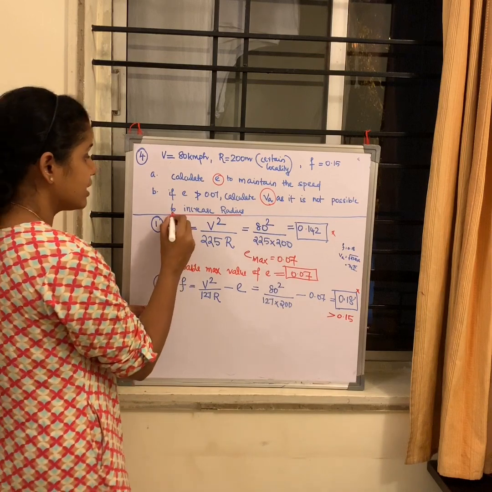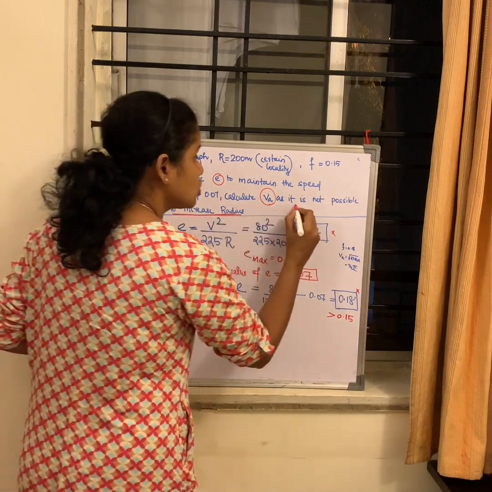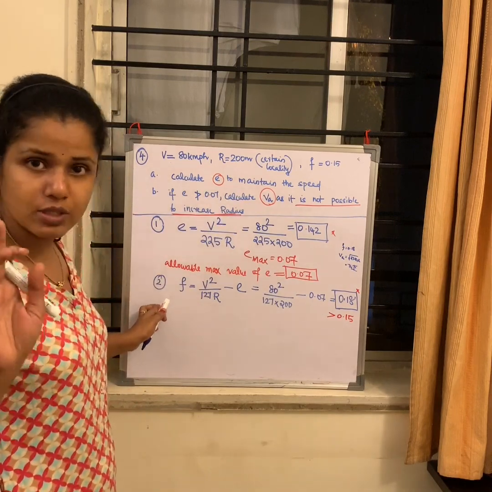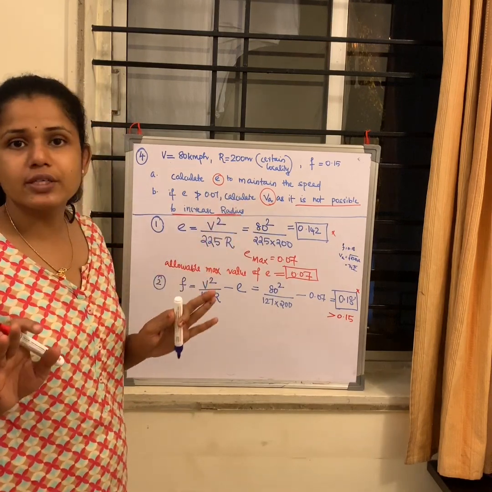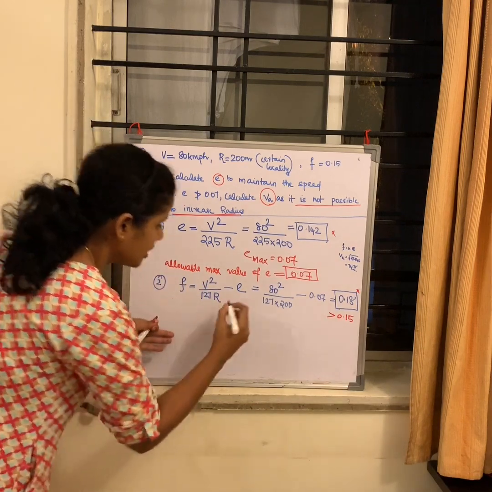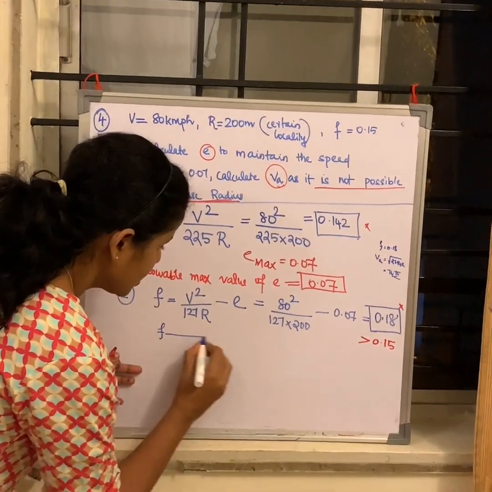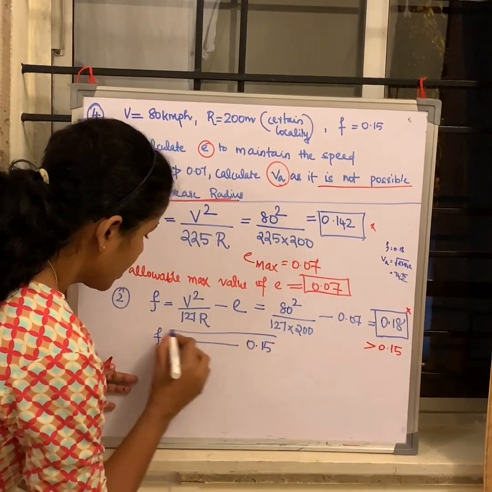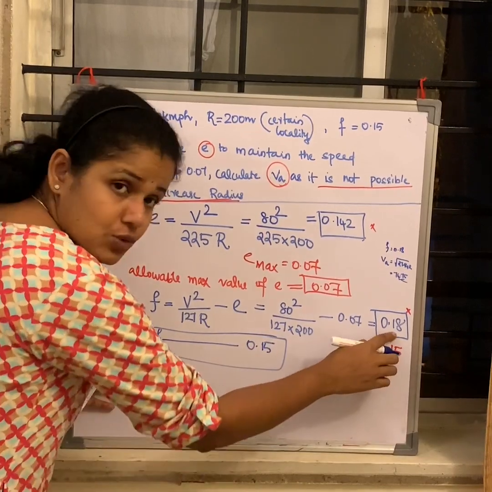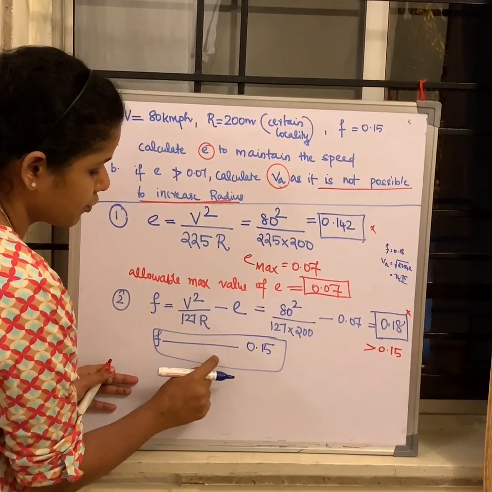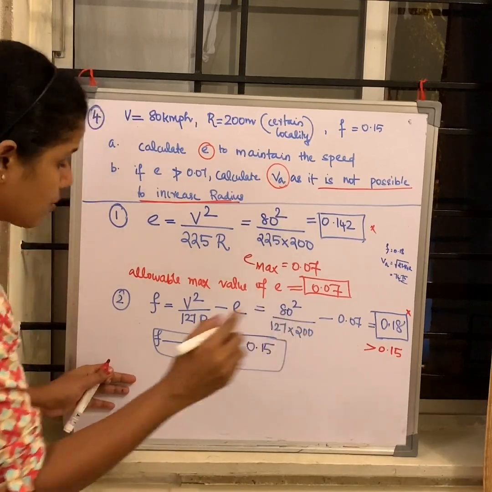And they said very clearly it is not possible to increase the radius. So one option is ruled out. Then the other one is calculating your allowable speed. So let's calculate the allowable speed. Here, write it as the friction you have to again limit to 0.15. You cannot consider this friction value. So write it as the allowable maximum coefficient of lateral friction, 0.15.